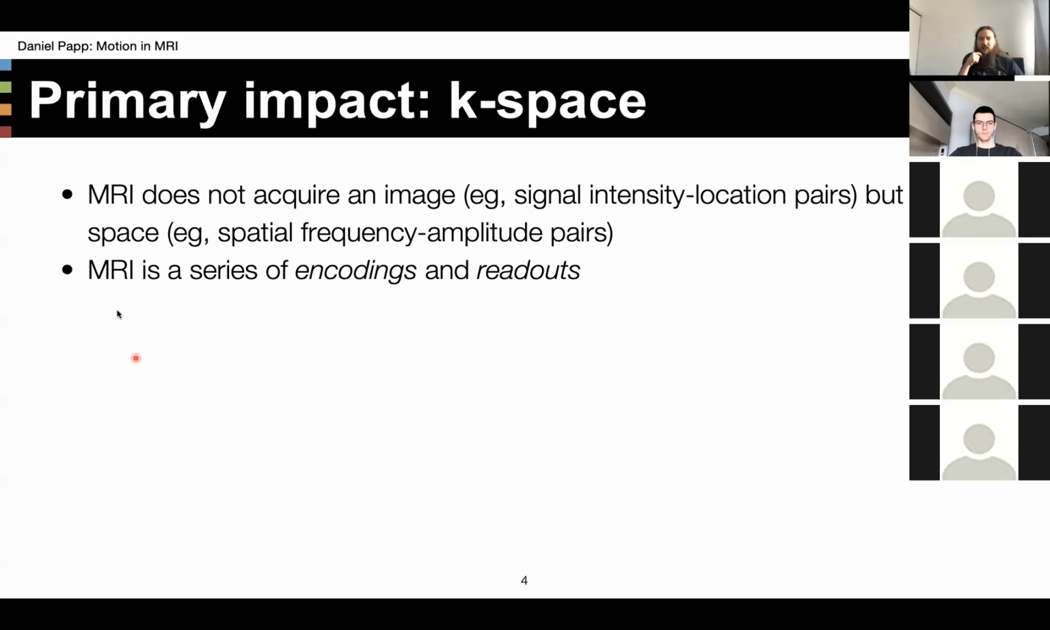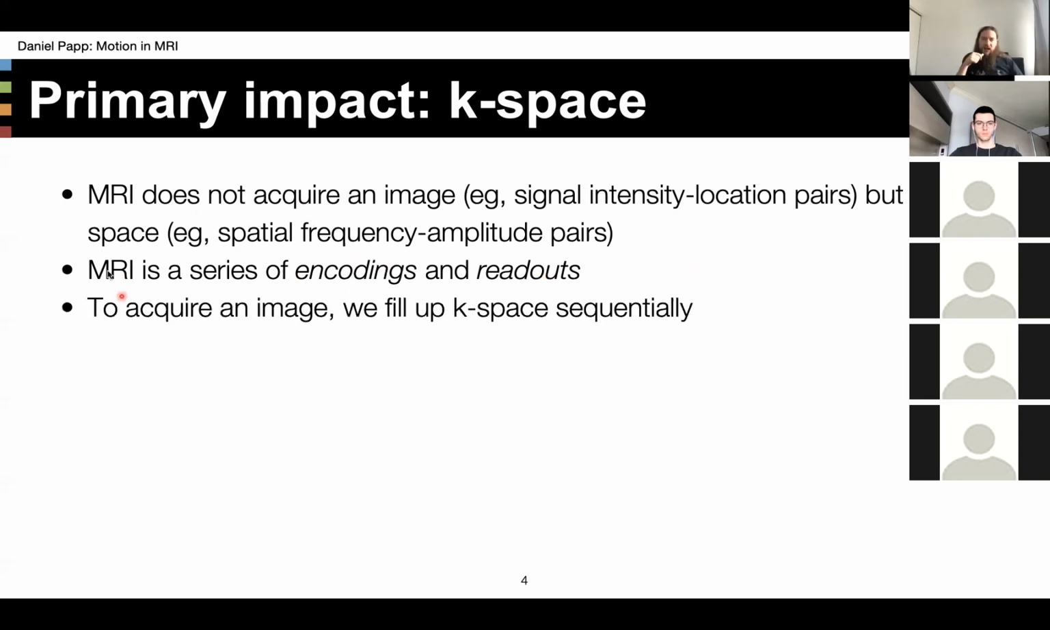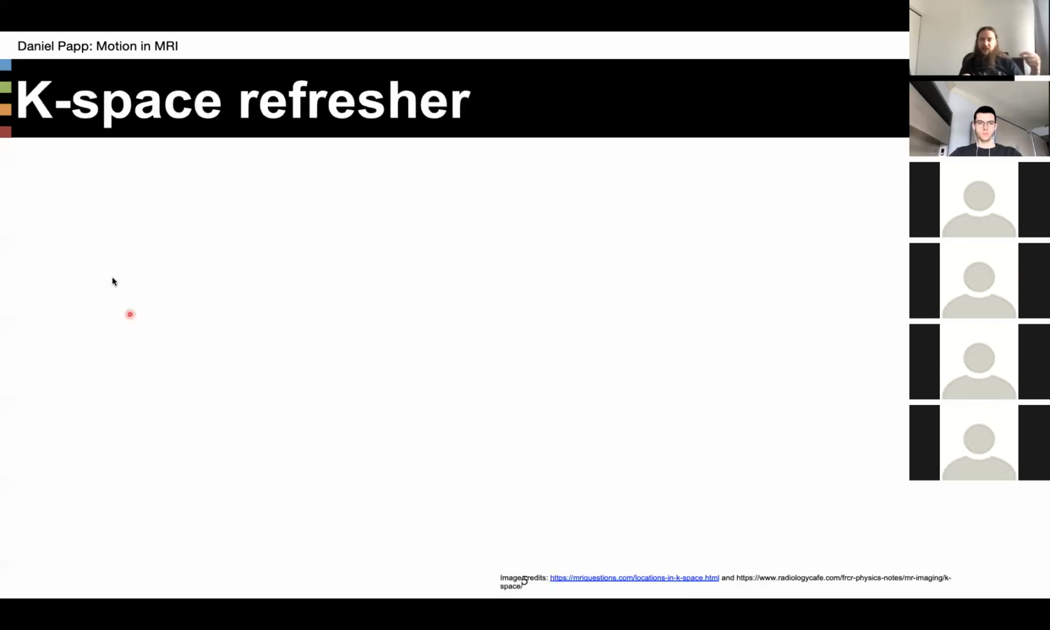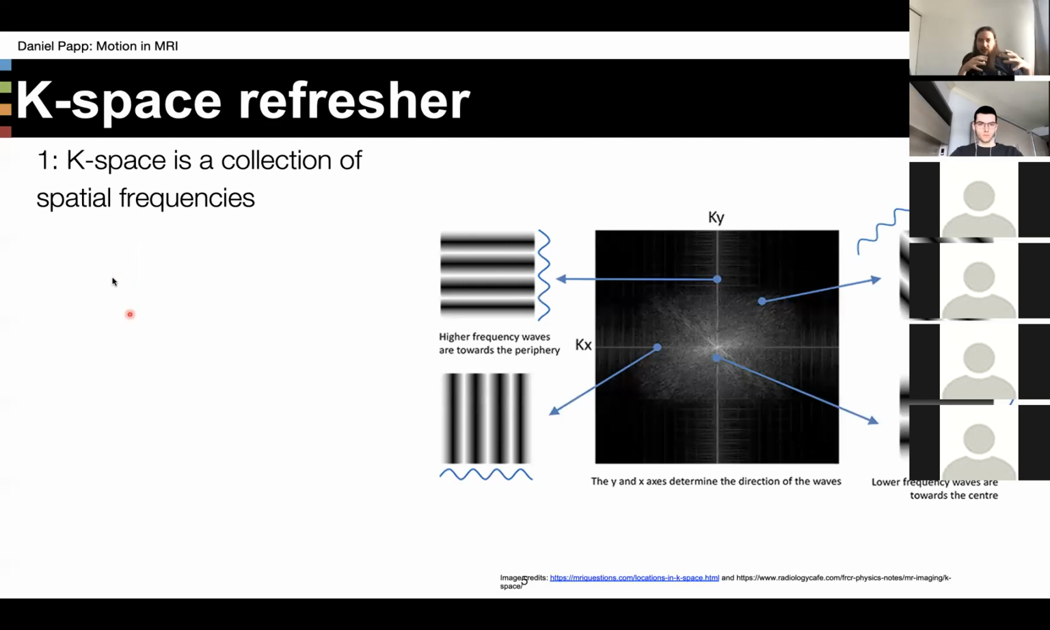So what we do is we encode some data in our k-space and then we read it out. And then to acquire our whole image, we fill up this k-space sequentially and we move within this k-space using gradients. So it's quite different from how you would acquire, for example, a photo. And because of that, the impact of motion is also markedly different. So I'm sorry, but we have to somewhat go into the depths of k-space.